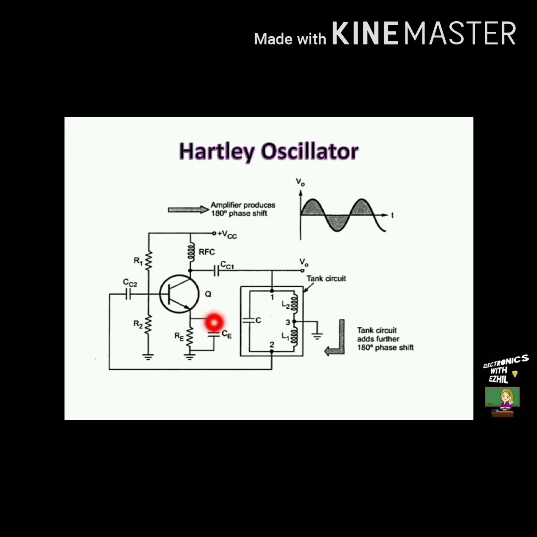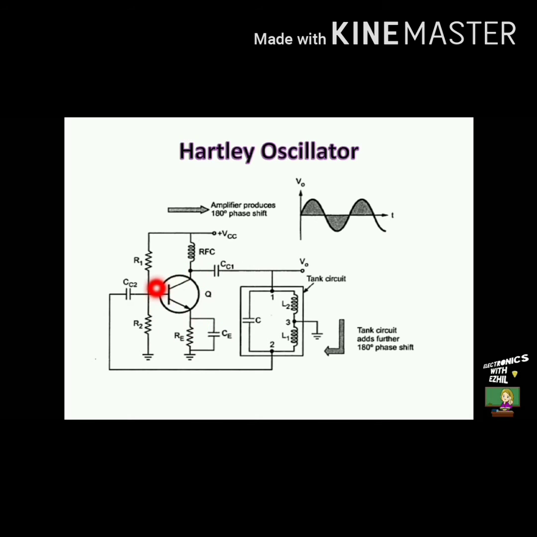CE is the emitter bypass capacitor which avoids the negative feedback given to the circuit. CC1 and CC2 are coupling capacitors. The CC1 is used to couple the output of the transistor amplifier to the feedback network, while the CC2 is used to couple the feedback signal to the input of the transistor amplifier.